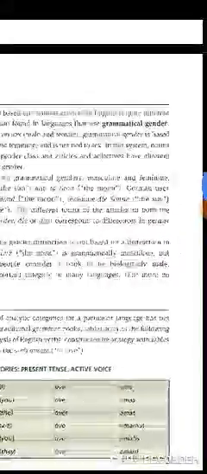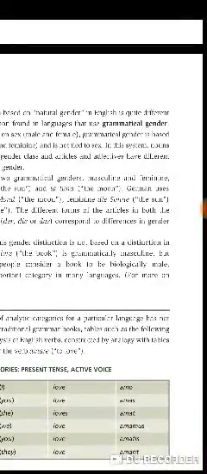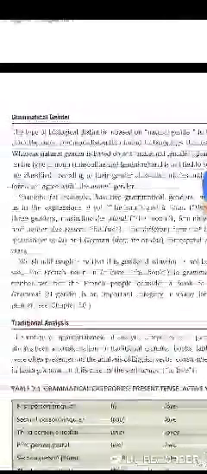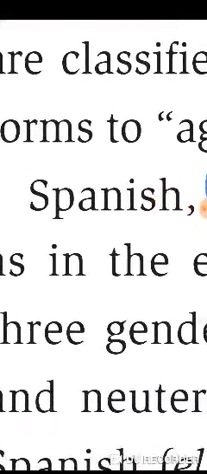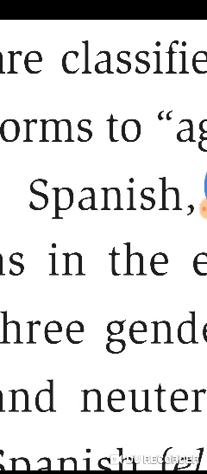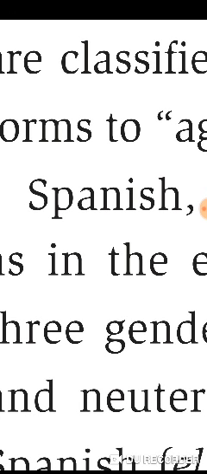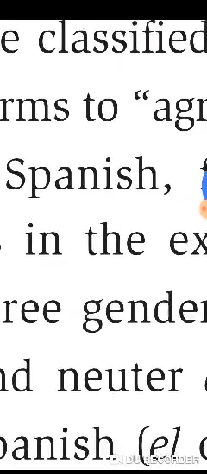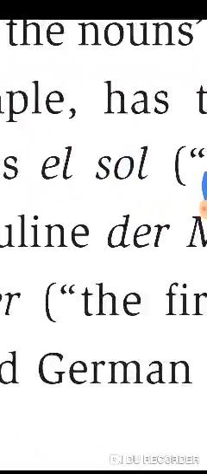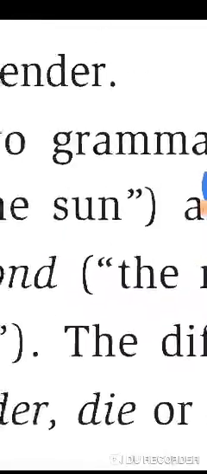Well, there is another example in addition to Spanish. This is Spanish. How many grammatical genders do they have? Two. Do you think that there are languages with three grammatical genders? Yes. Let us go and find this language.